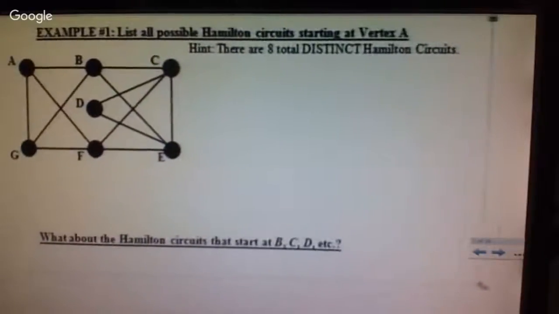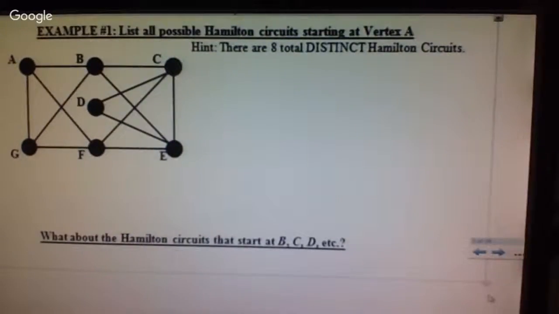Okay. So, example 1. List all possible Hamilton circuits starting at vertex A. It even tells you we have 8 total. We're going to end up with a formula later that talks about complete graphs, and you'll be able to know how many circuits there are. But if there's one like this, they'll tell you, okay?